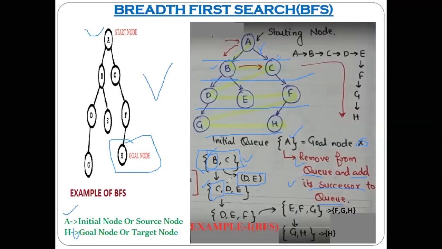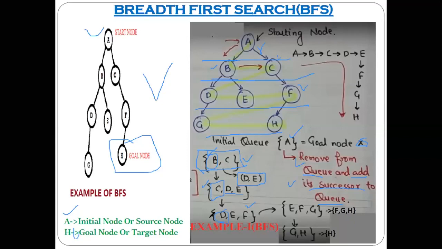Yes, sir. After removing the C, you have to add the child of the C, that is the F. So D becomes your first element and you add the child of the C, that is the F here, correct? Yes, sir. Now, which is the first element of the queue? D. Whether D is our goal node? No. Which is our goal node?